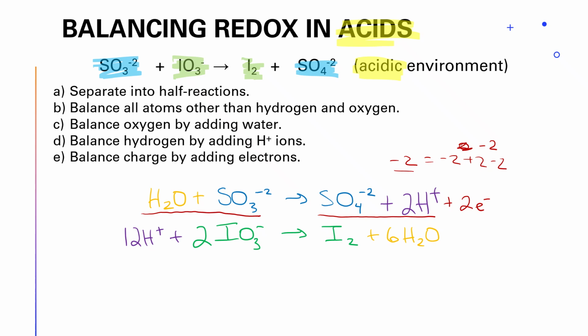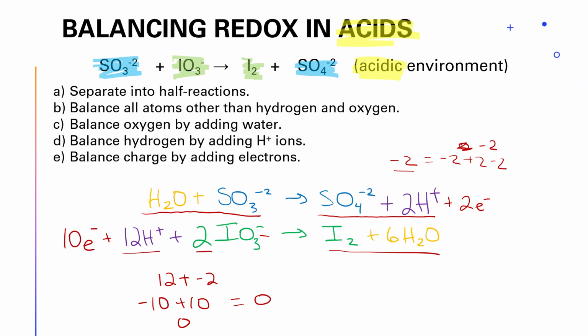If I do the same thing for the iodine, there's 12 pluses, and I have 2 negatives, so that's a total of 10 pluses on the left. On the right, everything is neutral. So in order to get these balanced, I'm going to need 10 negative charges to make the left 0 so that it matches with my right 0. That is plus 10 electrons. So now I have 2 completely balanced half reactions with atoms and with charge.